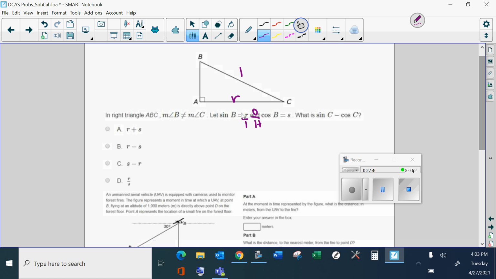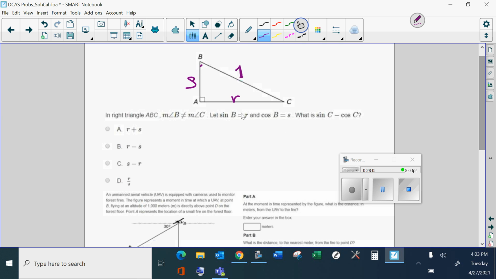The cosine of B is adjacent over hypotenuse. So I have it over 1. So the hypotenuse is 1. Yes, that's true. So the adjacent is S. Okay. So now we have those sides filled in. You have to be able to do that.